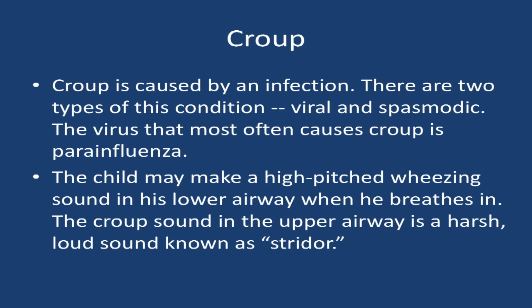Croup. Croup is caused by an infection. There are two types of this condition, viral and spasmodic. The virus that most often causes croup is parainfluenza. The child may make high-pitched wheezing sounds in his lower airway when he breathes in. The croup sound in the upper airway is a harsh, loud sound known as stridor. And upon inspiration, this crowing type of noise should be an alert to the clinician that some treatment is necessary to reduce the inflammation from the infection.